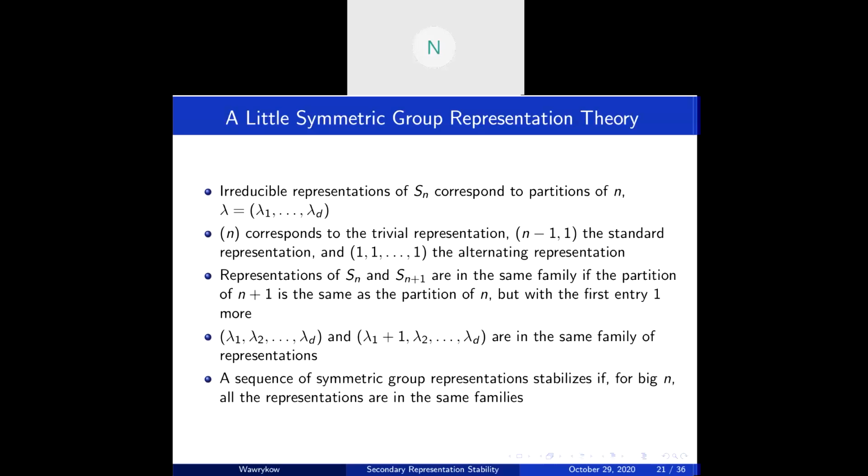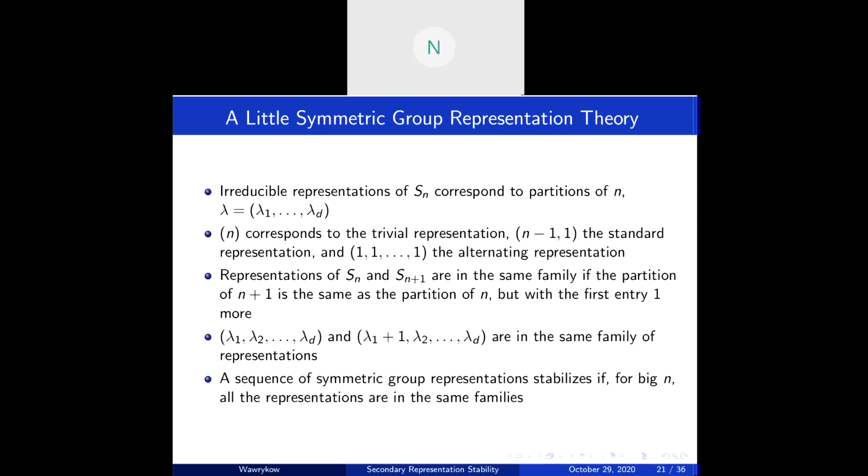And we can say, well, a sequence of symmetric group representations, so we're saying n is increasing here. This is what I mean by a sequence. So it's a sequence of a representation of S1, a representation of S2, S3, and so on and so forth. This is going to stabilize if for big n, all the representations are in the same family. So namely, we're just going to choose some finite set of Young tableau. And the only thing that's going to change from a representation of Sn to a representation of Sn plus 1 is that we're just going to be adding one box, adding one number to the very first element of the partition.